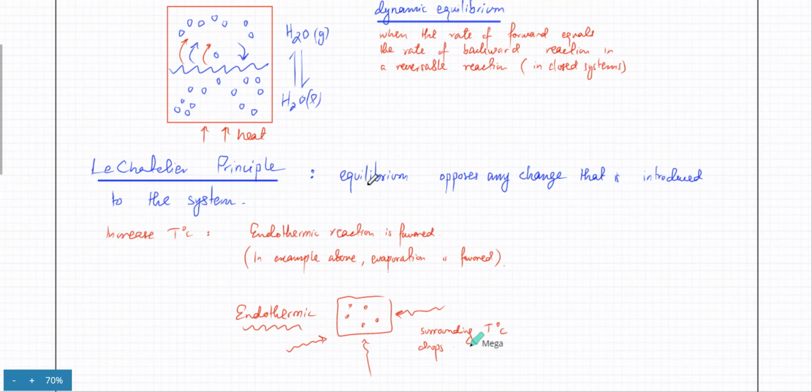So Reza, do you get the first point? We're going to keep things a bit simple. Just remember, you increase temperature, you give the equilibrium energy, and whenever you increase temperature, the endothermic reaction, which needs energy, is obviously going to speed up because you're providing it energy. In the above case, it's evaporation. Is this clear to everyone?